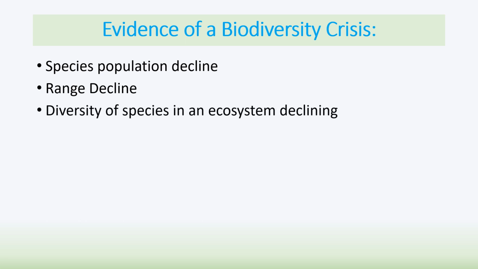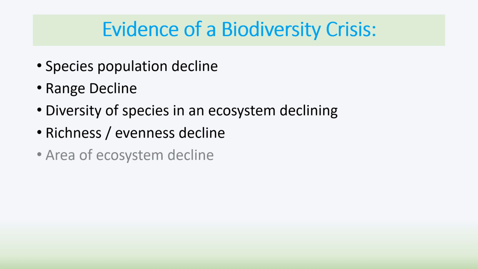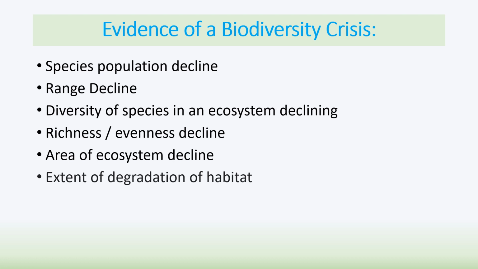The diversity of species within an ecosystem is declining. So if you study ecosystems, the diversity, the amount of different species, the species richness, is starting to decrease. Or the evenness, I suppose, of both of them, in fact. So the richness and the evenness are both declining in ecosystems. The area of the ecosystem itself is declining, so there's less space where these species can be found, and there is a higher level of degradation of the habitat. So the habitats are getting poorer and poorer in quality as a result.